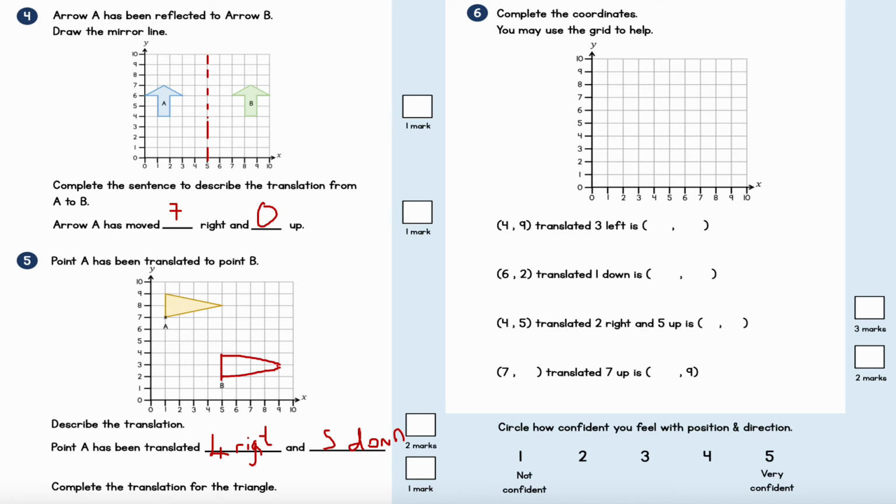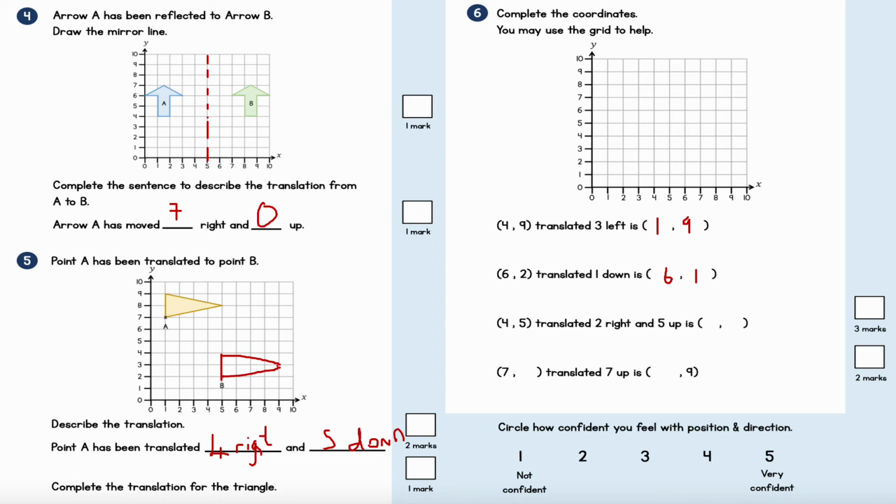This is question number 6, guys. Complete the coordinates. You may use the grid to help you. 4, 9, translated 3 left is 1, 9. So it's changing the x coordinate by 3. 6, 2, translated 1 down is 6, 1. The y coordinate goes down by 1.